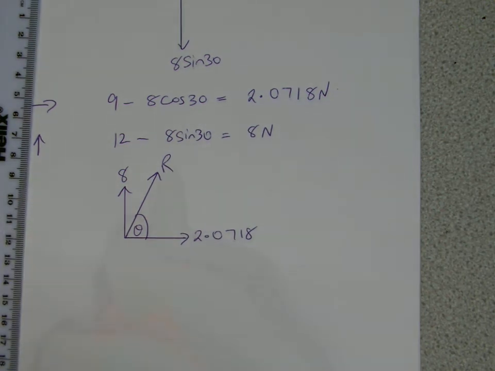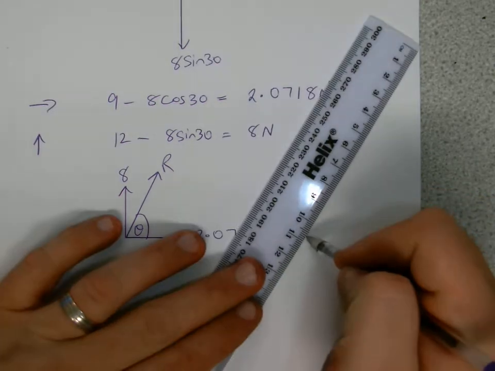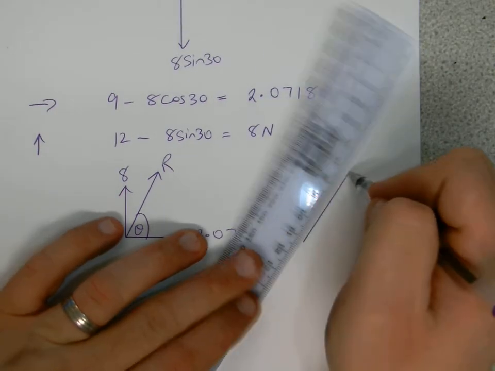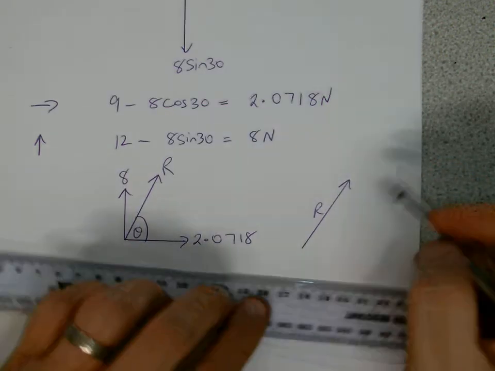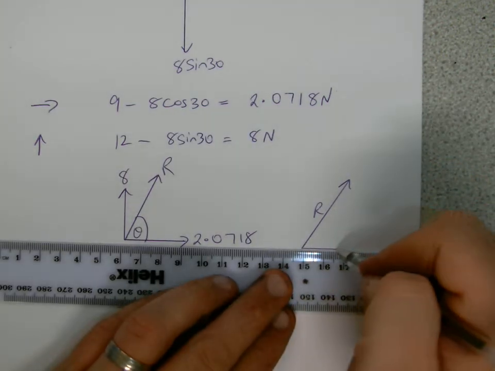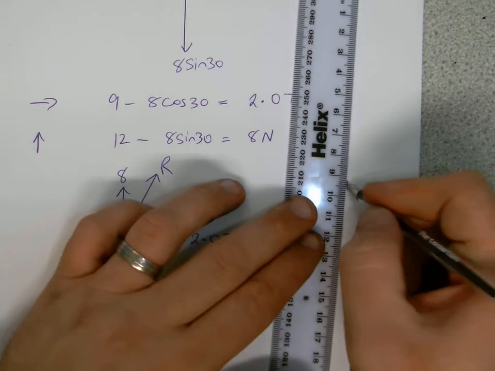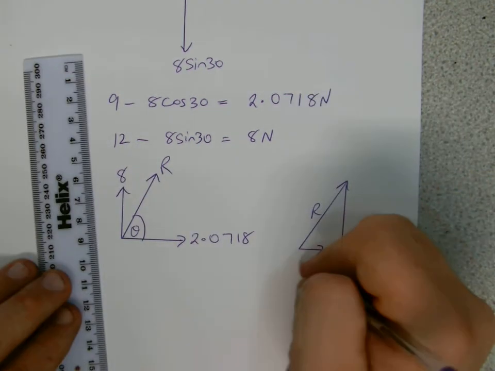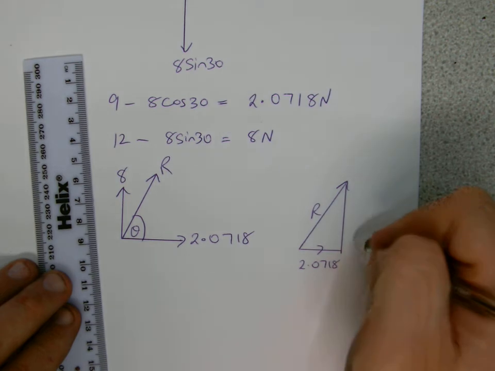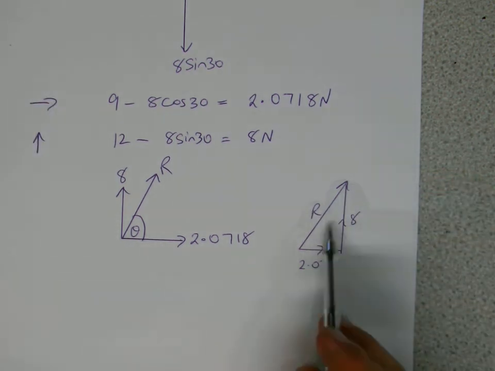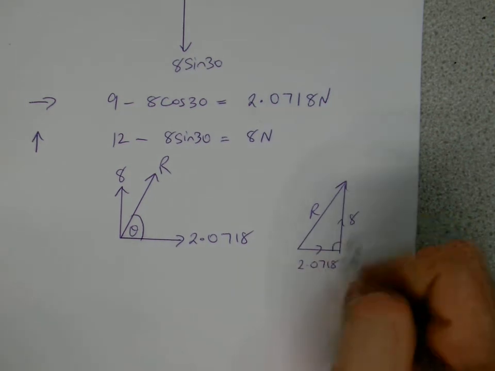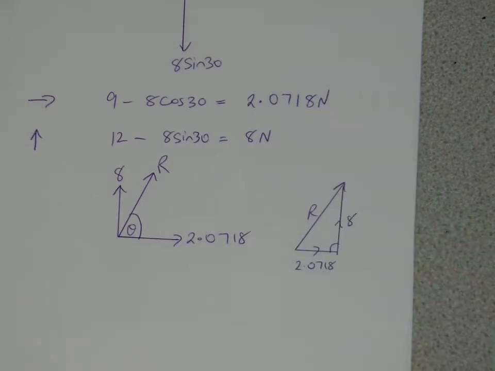Now, to work out the resultant force, we need to think about what's actually going on here. It sometimes helps to draw another diagram. That resultant force is created by the 2.0718 newtons going across and the 8 newtons going up, yeah? So you can see now, to get R, we've got a right-angled triangle, we know 2 sides, so we can just use Pythagoras, can't we?